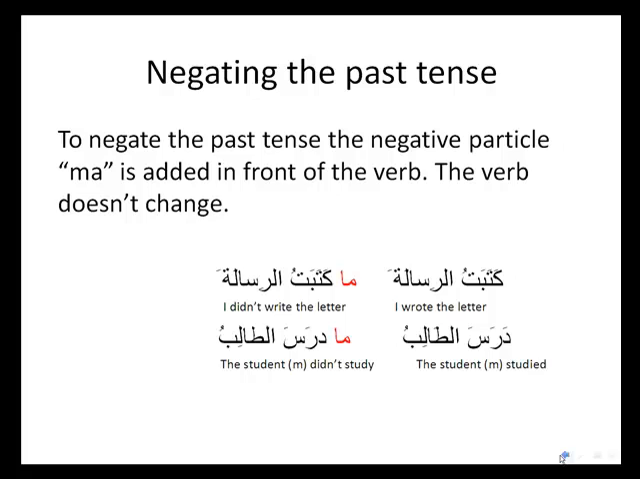There are many ways to negate words or sentences in Arabic. One of the easiest ones is to use ma to negate the past tense. Nothing happens to the verb when we use this little particle. So if we say كتبت رسالة, I wrote a letter, to negate that we just say ما كتبت الرسالة, I didn't write the letter. درس الطالب, the student studied. ما درس الطالب, the student didn't study.